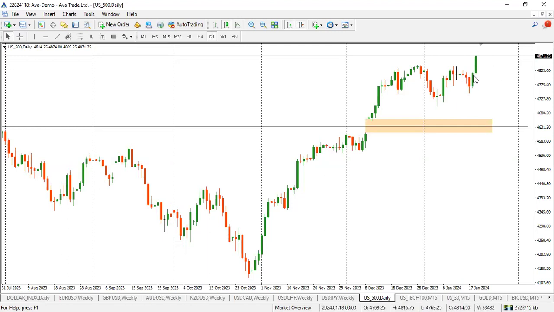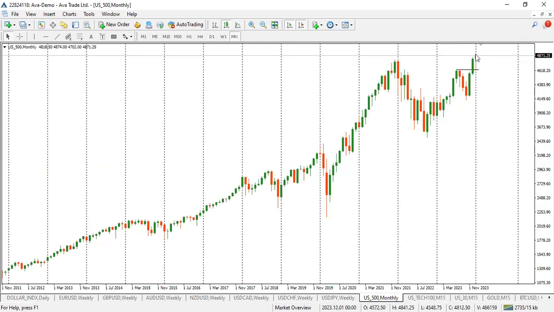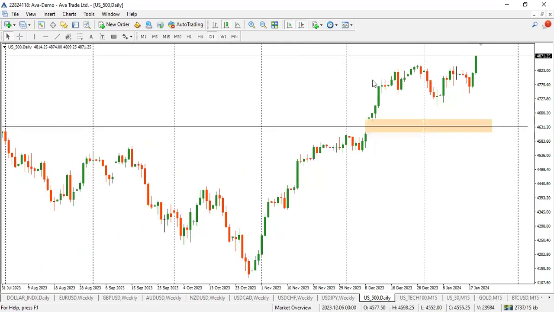So this is a false rally. At the level that indices are right now, it is too high. This is the highest it has been. This is the all-time high for indices. It is way too overpriced. So I believe that this is just a false rally.